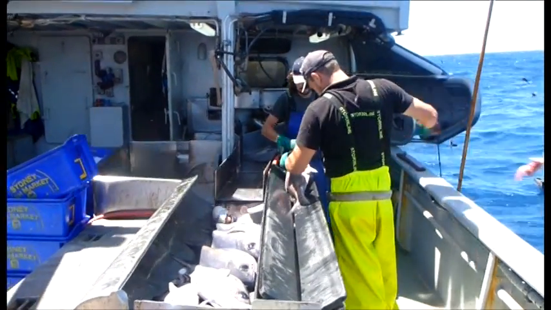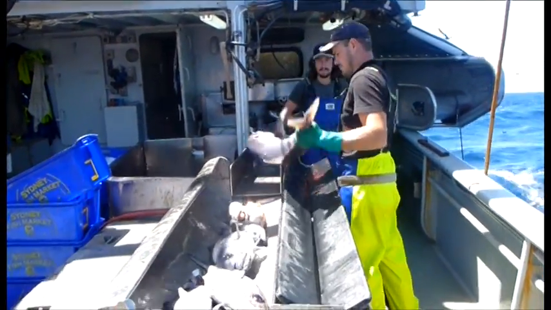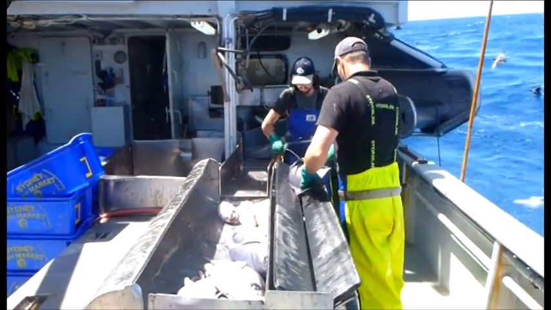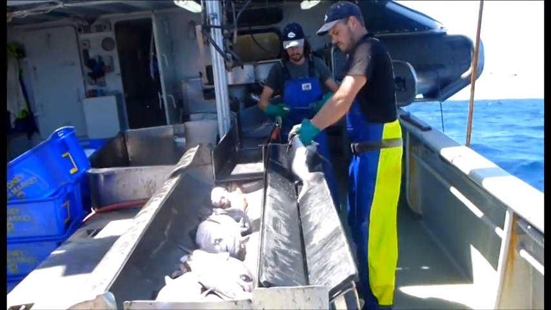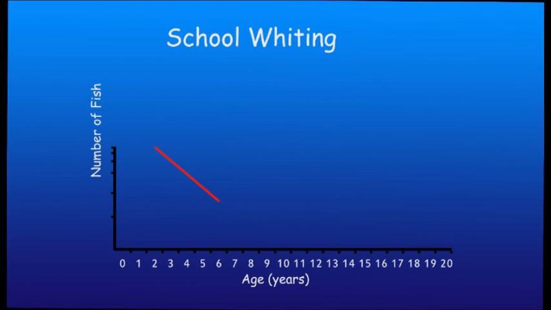Let's look at examples using species that our case study fishermen catch. Blue-eye trevally are one of the longest living of our species, reaching at least 40 years old. Its catch curve looks like this. School whiting live for around 7 years, and their catch curve is much steeper. The steeper the curve, the higher the mortality rate.